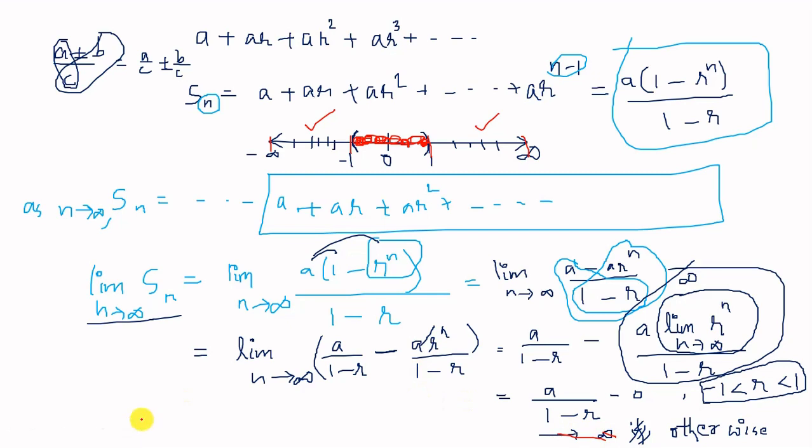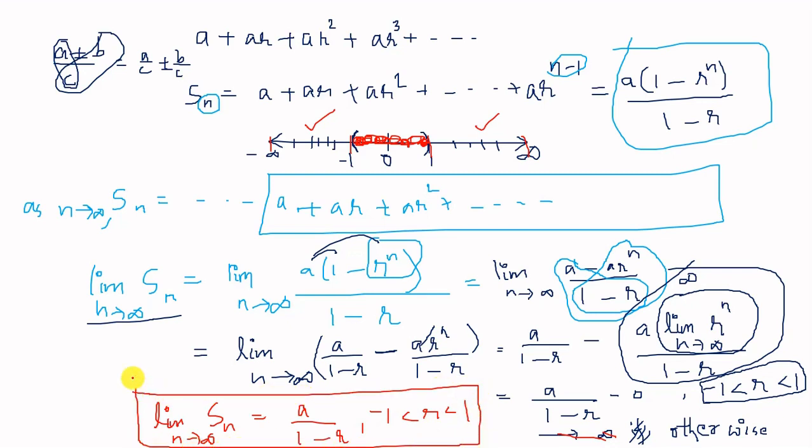So we will say that limit n tends to infinity Sn equals a by 1 minus r when r is in between minus 1 and plus 1. Otherwise, this series diverges. Limit n tends to infinity Sn, that means the sum of the infinite terms of this geometric series, or the entire sum of this geometric series, is a by 1 minus r if the value of r lies in between minus 1 and plus 1. Otherwise, that means if the value of r lies outside the range from minus 1 to 1, then it diverges. This is a very important result.